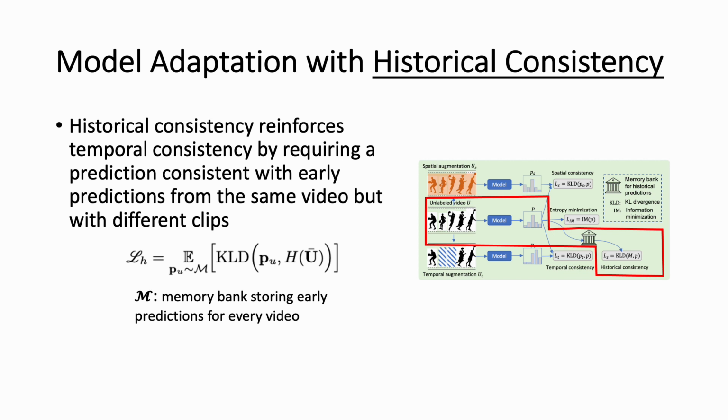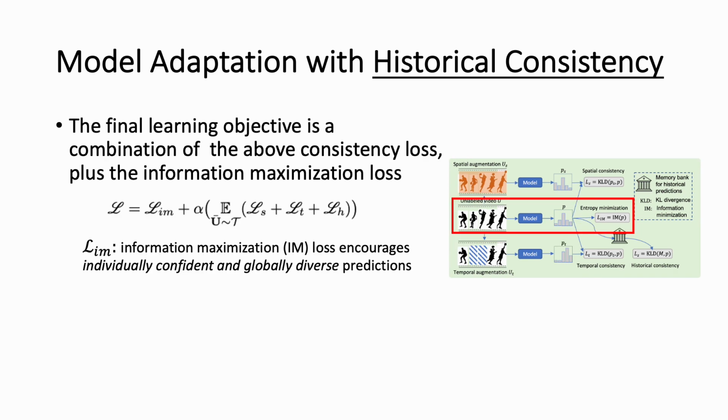Similarly, we use KL divergence to enforce the consistency, and we propose to use a memory bank to store the early predictions for every video. In this way, we just need to record the early predictions to calculate the loss. So the final learning objective is a combination of the above consistency losses plus the information maximization loss, which aims to encourage individually confident and globally diverse predictions.